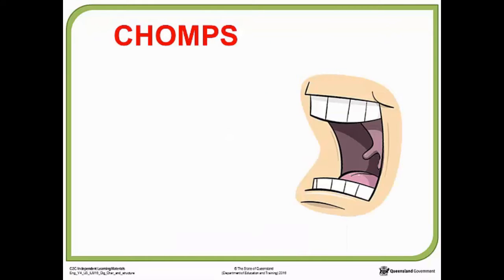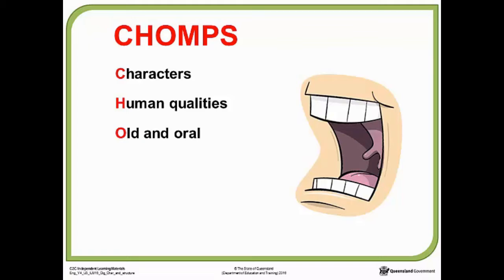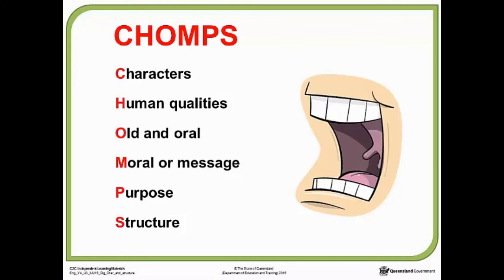Do you remember what CHOMPS stands for? Let's go through it quickly. C stands for the characters. H is for the human qualities they have. O is for old and oral. M is for the moral or message of the story. P is for purpose. And S is for structure. We're going to look at characters and structure in particular today.